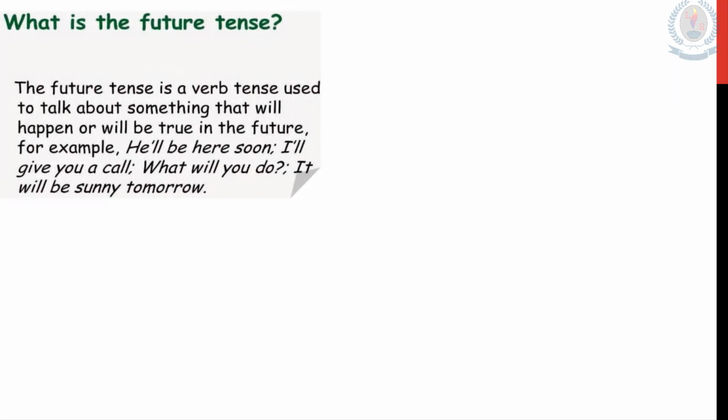What is the future tense? So, before we go for types of future tenses, don't you think it's very important to know what future tense is? The future tense is a verb tense used to talk about something that will happen or will be true in the future. For example, let's say: he'll be here soon. I'll give you a call. What will you do? It will be sunny tomorrow.